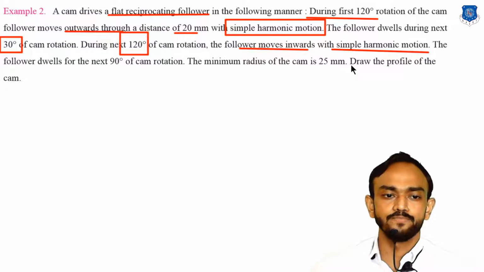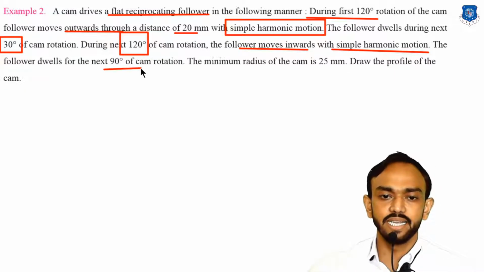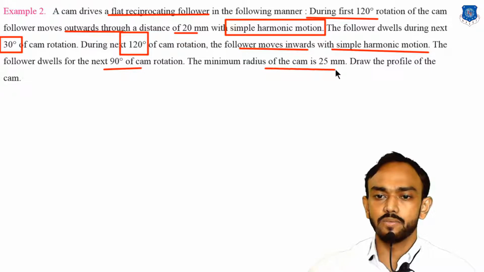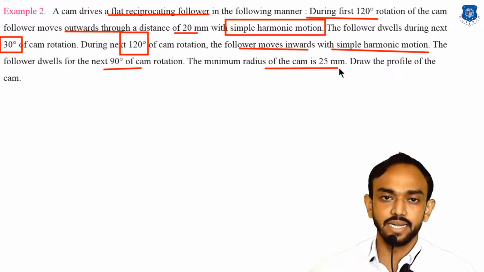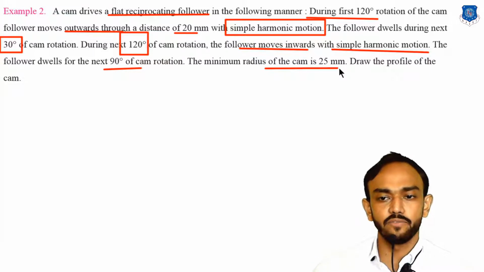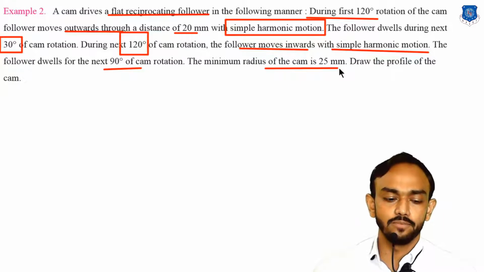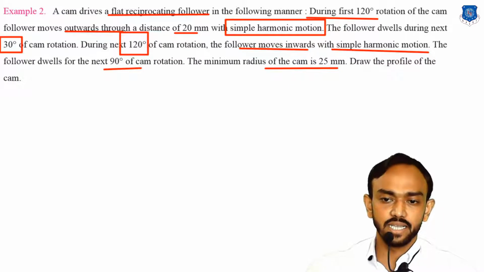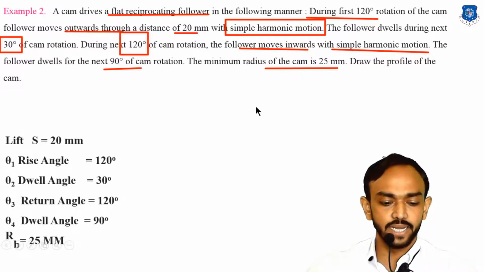The follower dwells for the next 90 degrees and the minimum radius of the cam is 25 mm. So the base radius or minimum radius is given as 25. Now draw the profile of the cam. You can check the given data we have obtained.